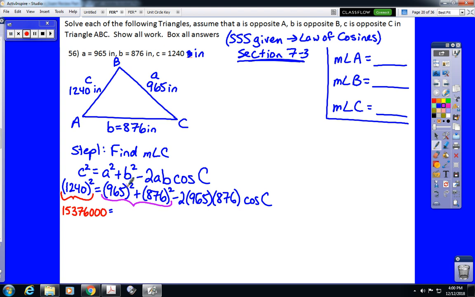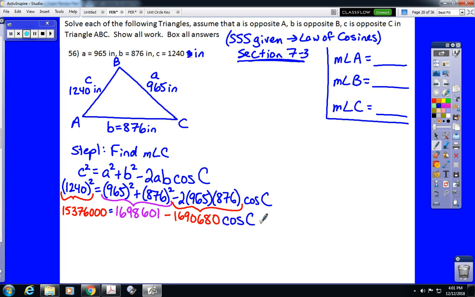So we put that in the calculator. That is also a fairly large number. That would be 1,698,601. And the final piece that we can do at this time is negative 2 times 965 times 876, which is negative 1,690,680 times the cosine of angle C.